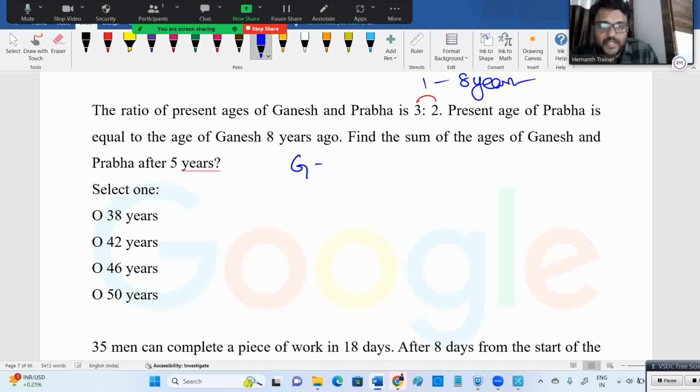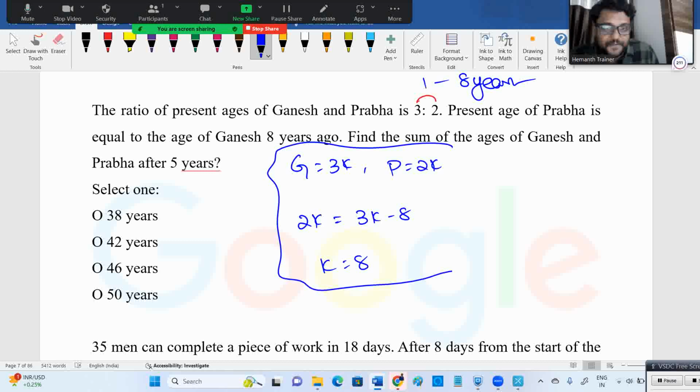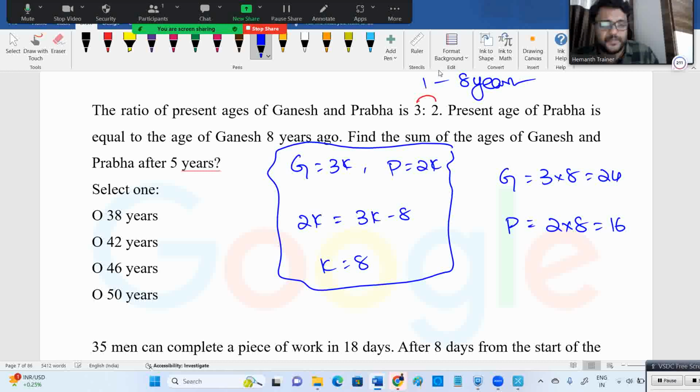Yeah, Ganesh is 3k, Prabha is 2k. As per the question, Prabha equals Ganesh's age 8 years ago, and calculating the k value is a waste of time. All this stuff I clearly mentioned. 1 in ratio means 8. Then Ganesh's age is 3 into 8, 24. Prabha's age is 2 into 8, 16. Now, after 4 years, 5 years, what are their ages? It is nothing but 50.